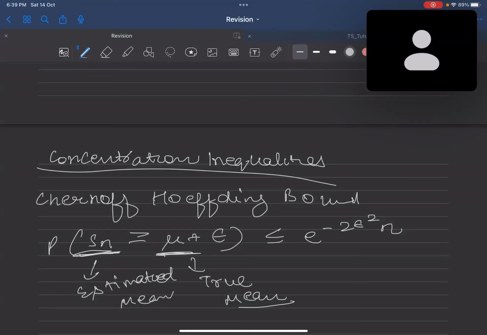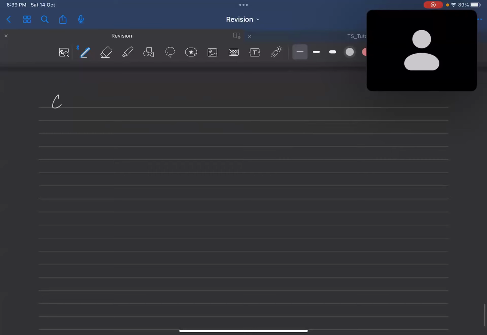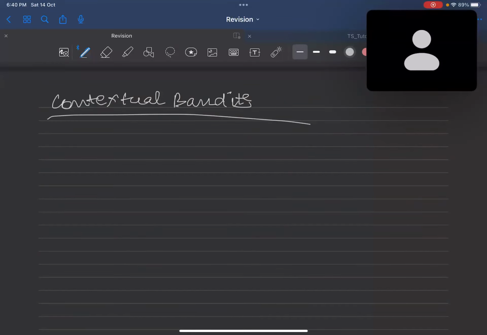Now, the next topic comes about the Bernstein bounds. I will not give the proofs of that. Policy gradient and all, we'll study in the full RL part when I come to that. Now coming to contextual bandit. We studied about MAB techniques. Now what is contextual bandit?